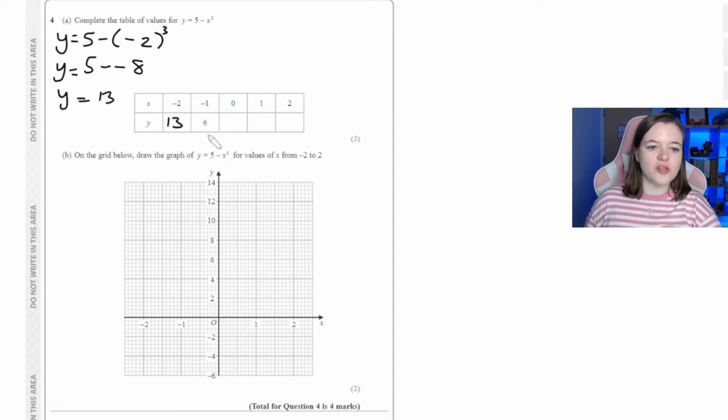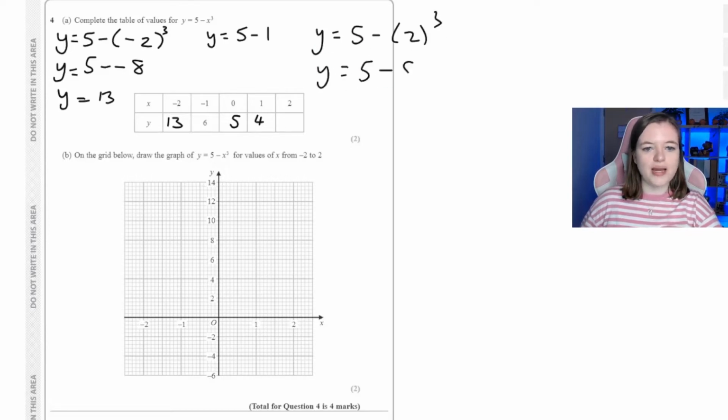And then we've done this one for us. How nice of them. So then we've got 0 to do. So 0 cubed is just 0. So that's going to leave us with 5, right? So 5 take away nothing is just 5. And then 1. So y is then equal to 5 take away 1 cubed. 1 cubed is 1. So that's going to be 5 take away 1, which is 4. And then we've got x is 2. So y is equal to 5 take away 2 cubed. y is equal to 5 minus 8, which is minus 3.